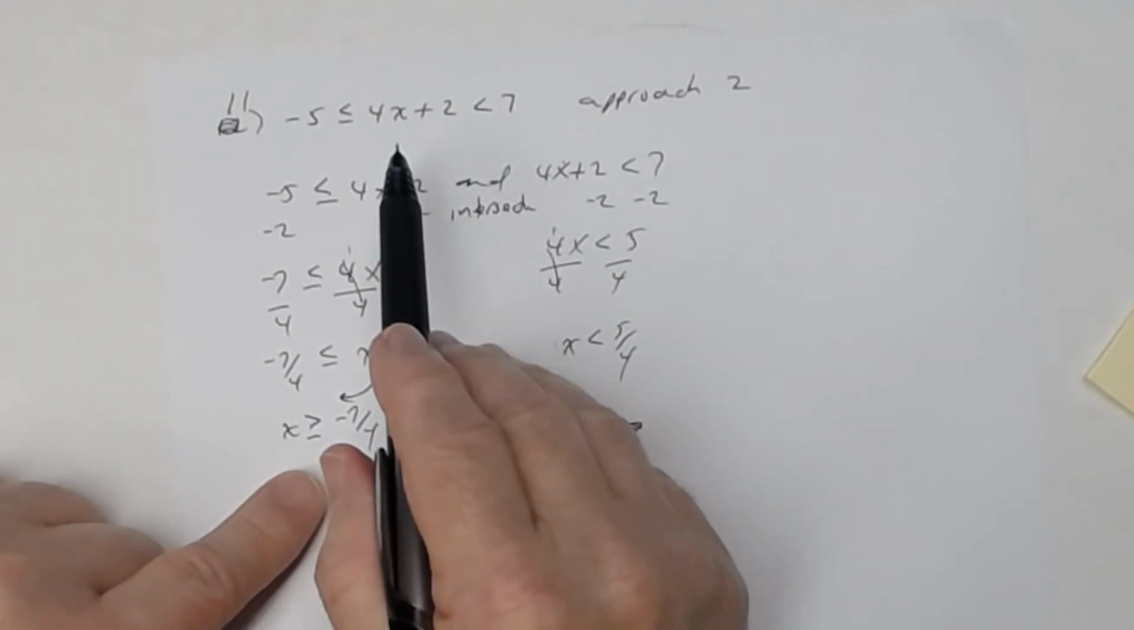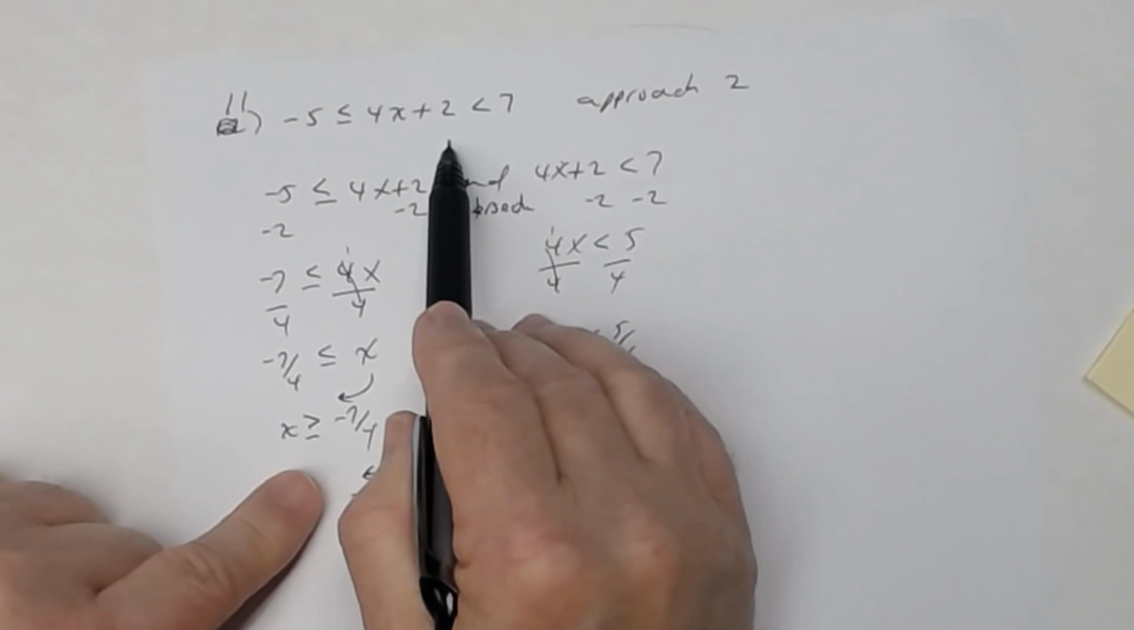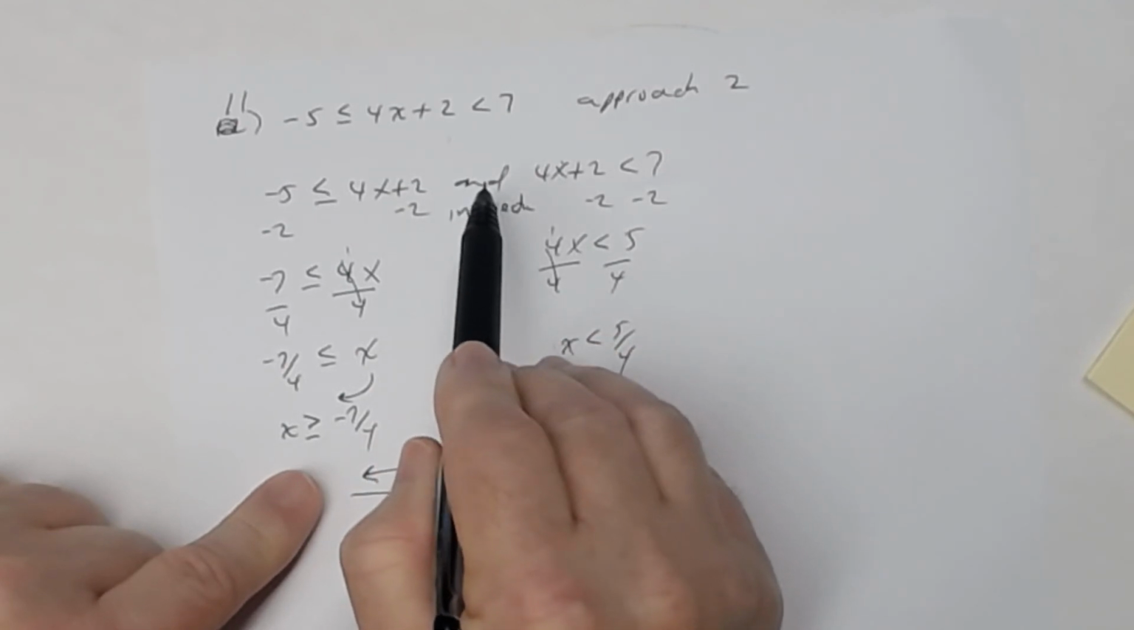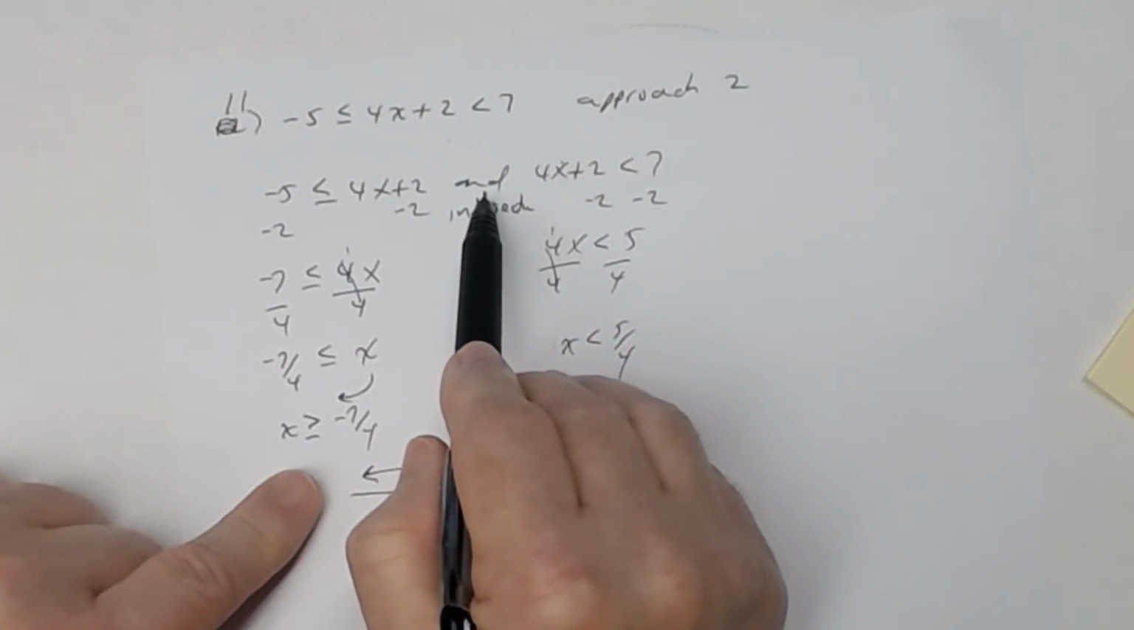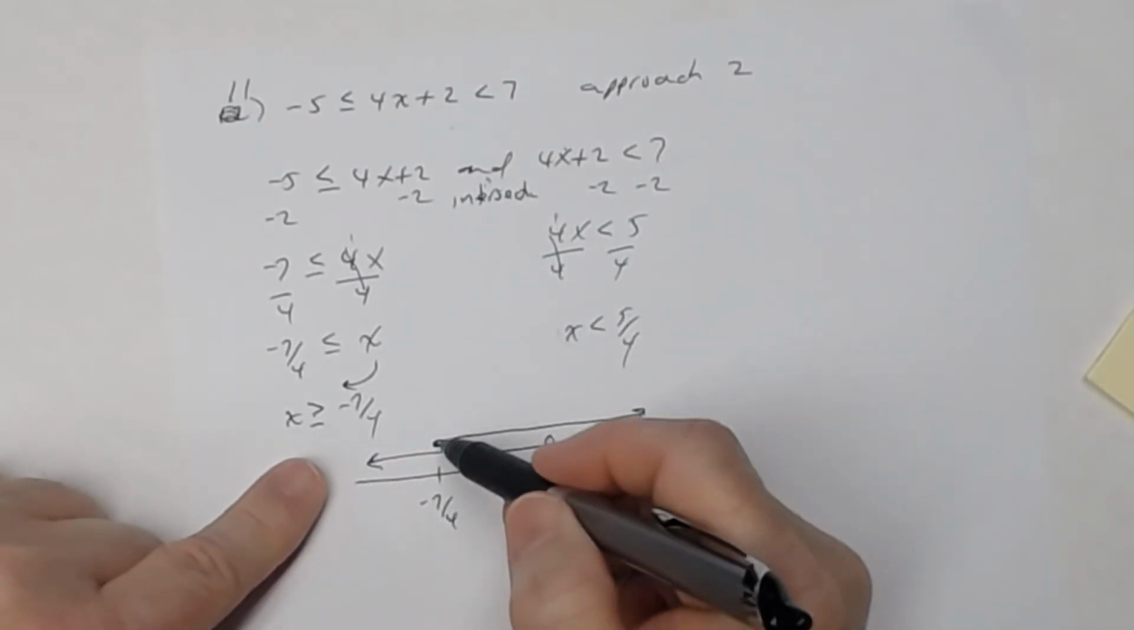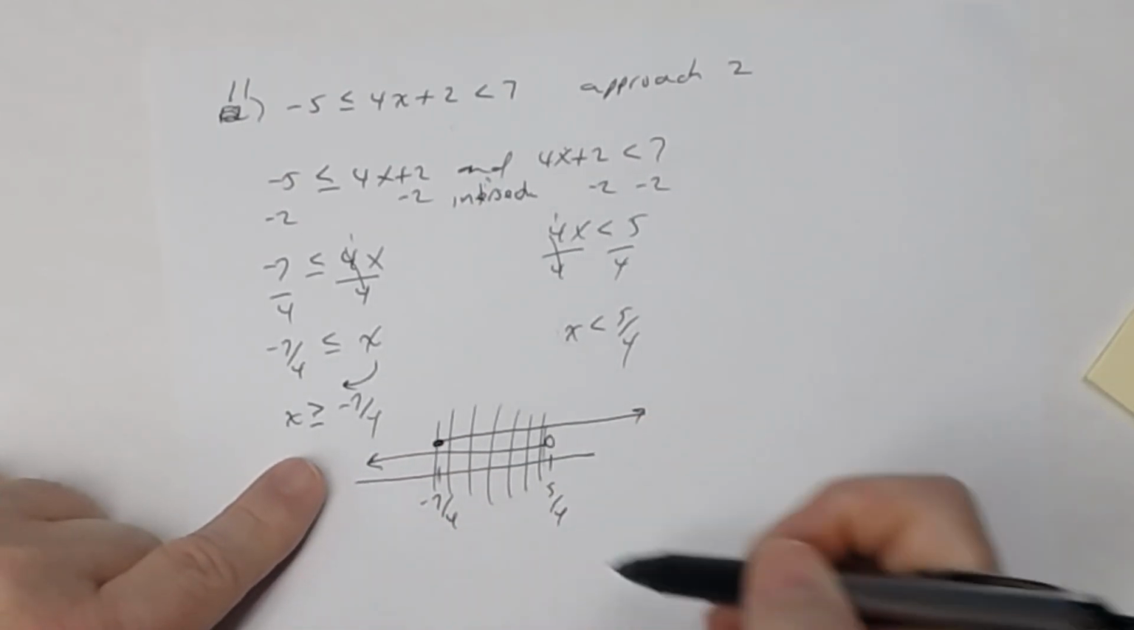Now, though, we've got to find out, well, what is the solution to this compound inequality? That word "and." That's why you have to show the word "and." If you didn't show the word "and," you would not get full credit. And so that's where we look at the intersection. So that's where those two graphs intersect.